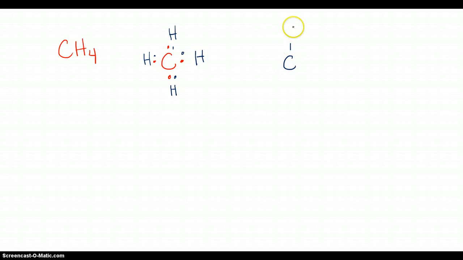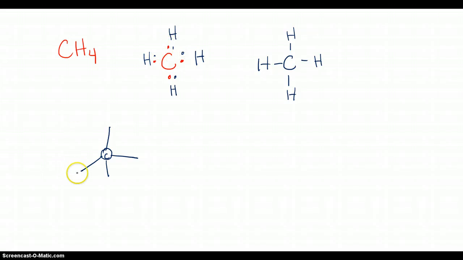If I draw the structural formula, I simply replace those shared electrons from the different atoms with dashes. What that looks like, if I were to do a toothpick model of it, is that I have carbon in the center. I have my toothpicks, which we were using, representing these electron pairs. And from these electron pairs, I have hydrogen. We call this a tetrahedral shape.